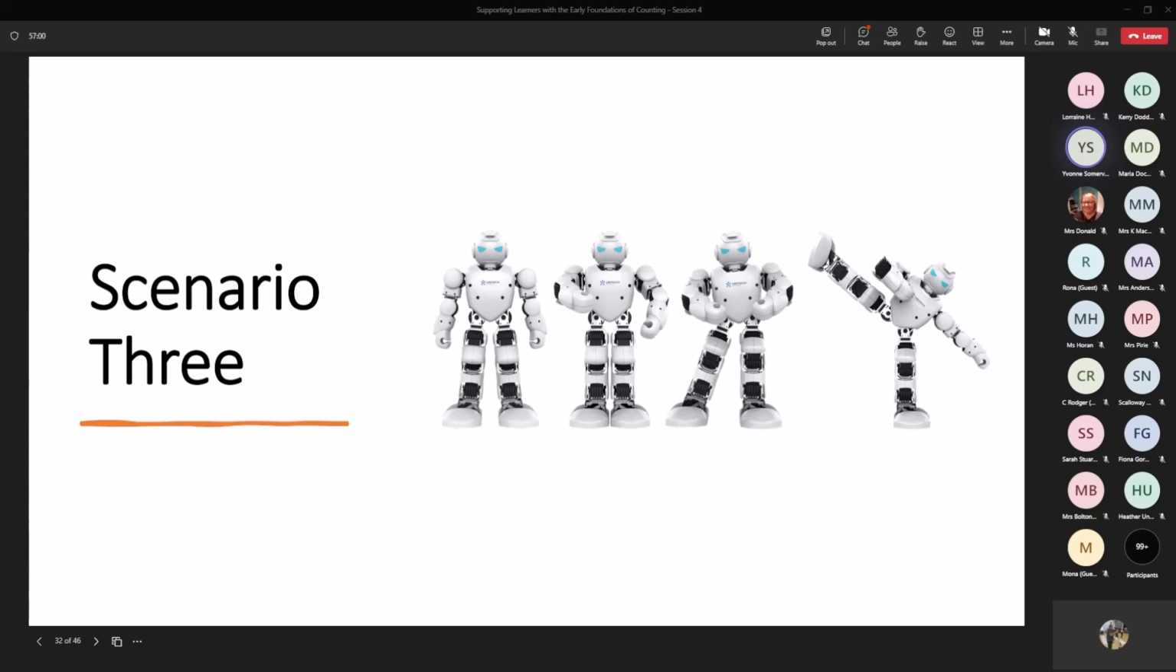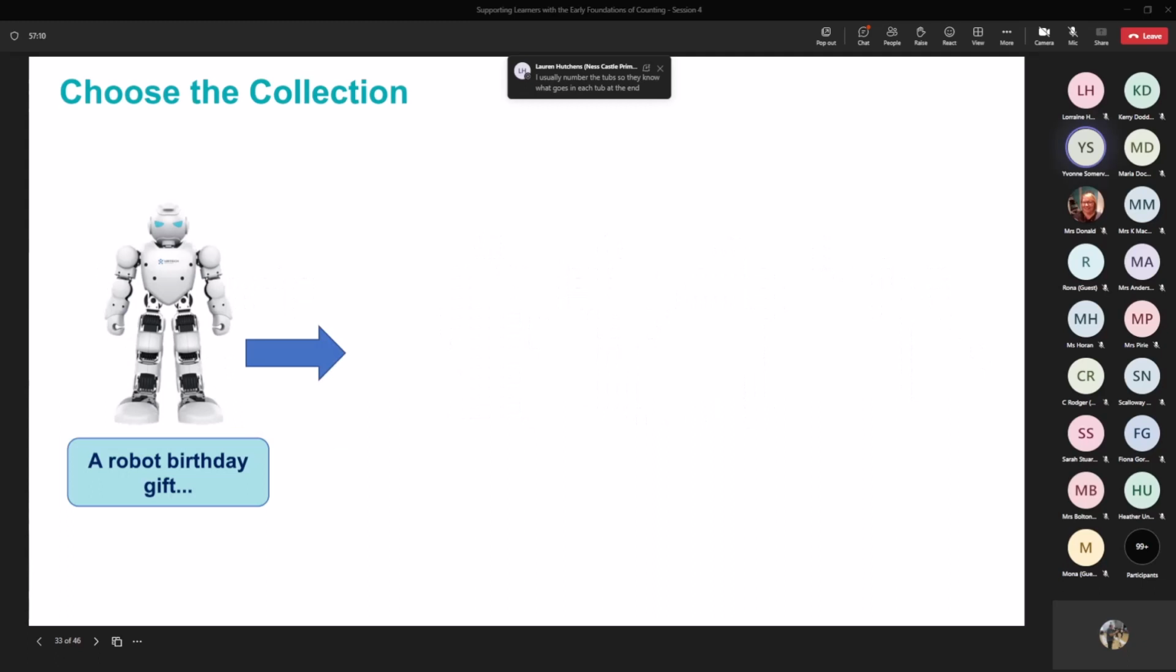So in the final scenario, we're going to talk you through how Blake's birthday present sparked a whole feast of counting adventures. So Blake excitedly shared with the children in the setting all about the new robot toy that he had got for his birthday. It had robotic arms, it had flashing lights. It sounded like the most exciting birthday present that you could ever get at 4 years old.